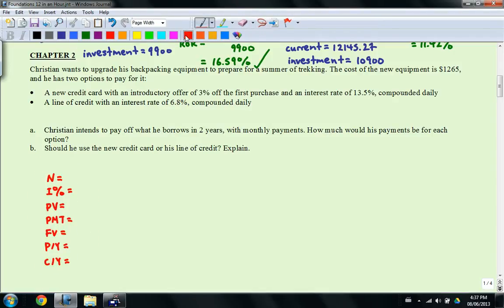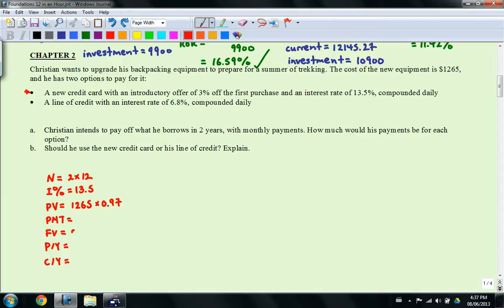Okay, so he intends to pay back what he borrows in 2 years' time, so this will be 2 times 12. The credit card offers an interest rate of 13.5%. He borrowed a grand total of $12.65, but it's only 97% of that, because as part of the credit card he has an introductory offer of 3% off the first purchase, so this would be just 97% of what he needs to pay. The payment is what we're looking for, so we're going to leave it blank for now.